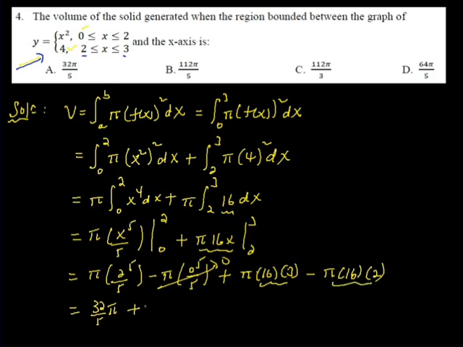48 minus 32 is 16 pi. Then adding these two together gives us 32 pi over 5 plus 16 pi, and by cross-multiplying it becomes 80 pi over 5. This means 112 pi over 5 will be the volume of the object that we can get here. So our answer will be B.